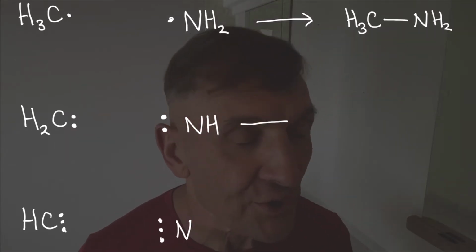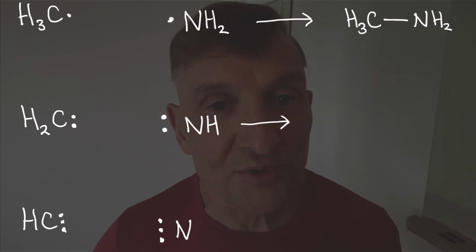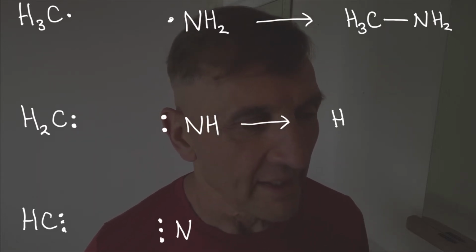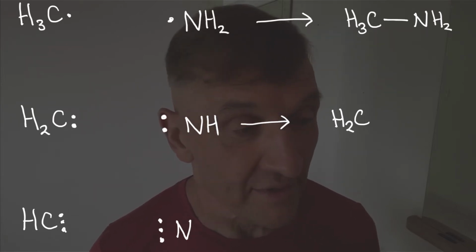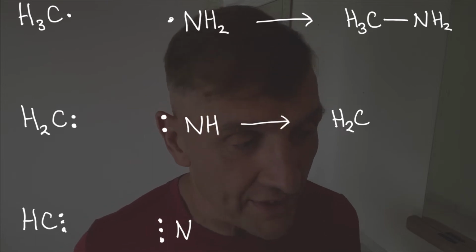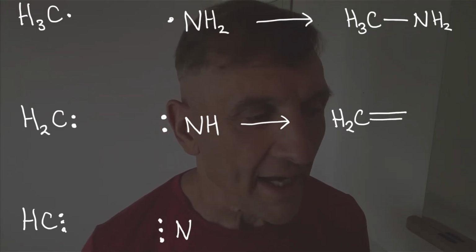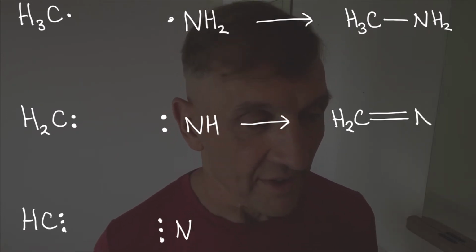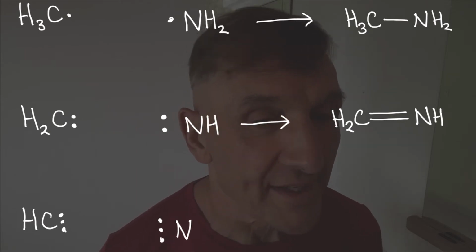What about CH2? Well, it's 6 electrons. It needs something that also wants to share 2 to get a stable octet. That could be NH. It's also 6 electrons. So when you put these together, there are 4 electrons being shared. The carbon then has 8 electrons. The nitrogen then has 8 electrons. And we get actually an imine with a double bond between the C and the N.